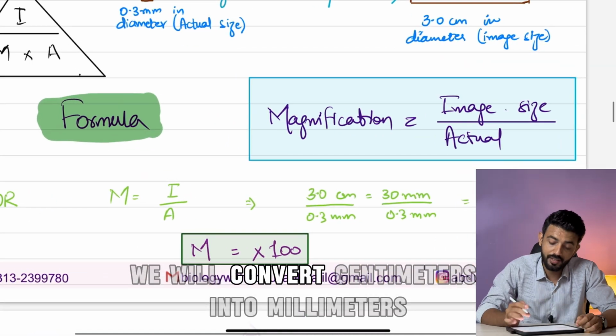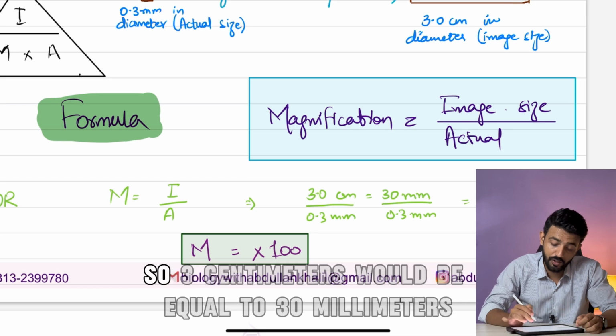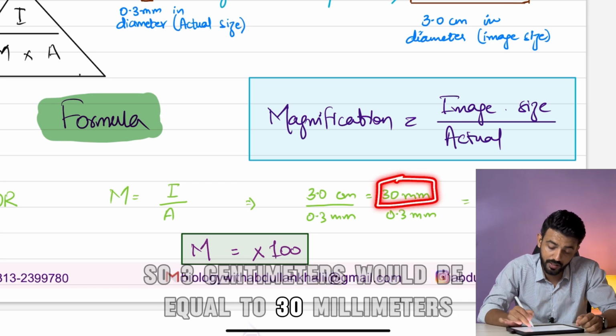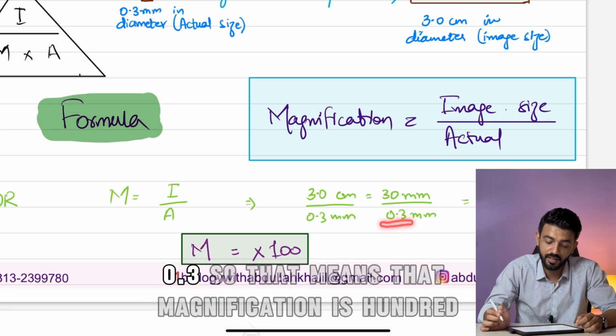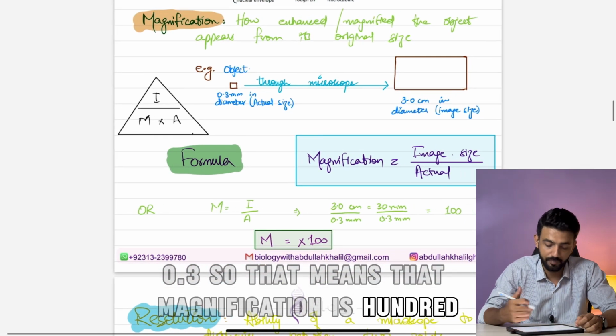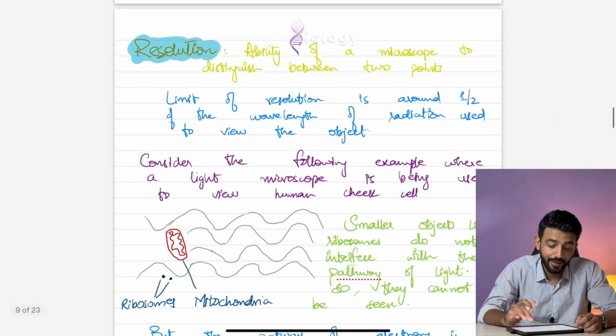So they should be in the same units. We will convert centimeters into millimeters. We know that 1 centimeter has 10 millimeters, so 3 centimeter would be equal to 30 millimeters. 30 millimeters divided by 0.3, so that means the magnification is 100. You can do different questions using the same technique.